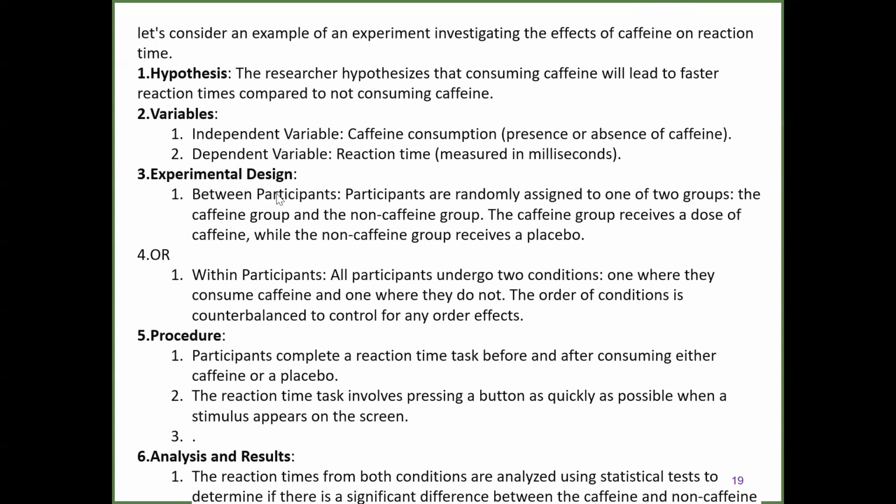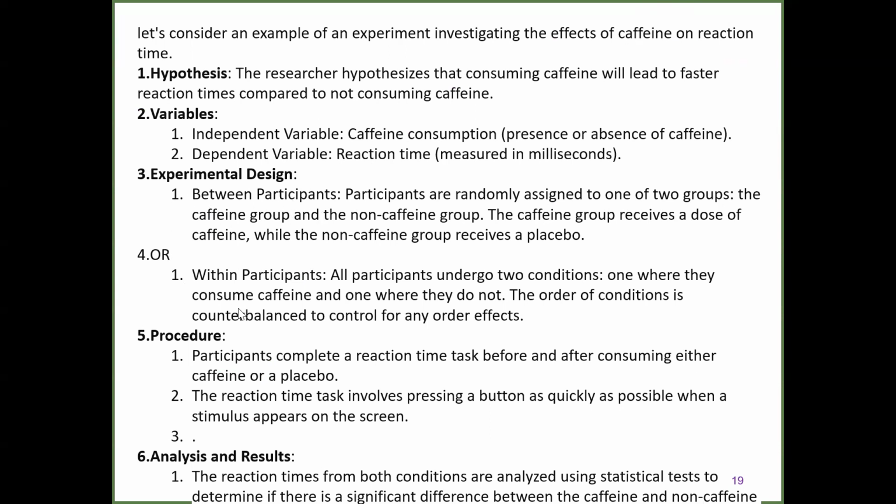Experimental design. Between participants, participants are randomly assigned to one of two groups, the caffeine group and the non-caffeine group. The caffeine group receives a dose of caffeine, while the non-caffeine group receives a placebo, something which doesn't have caffeine inside it. So this is an experimental design. We have two big groups of people, one given caffeine and another one not given coffee but something else. Okay, so this is between the participants.